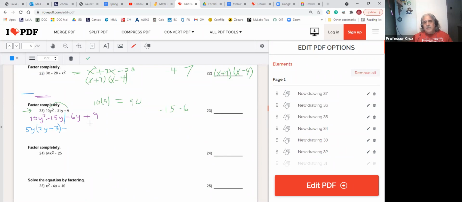Bring down that sign. Look for the greatest common factor, which is just 3. And then that's going to be negative 3 into negative 6 goes 2y times negative 3 into positive 9 goes negative 3 times. There's your repeating one there.